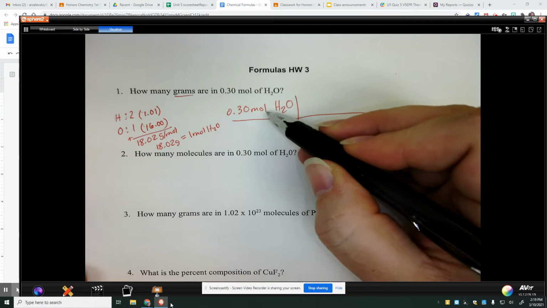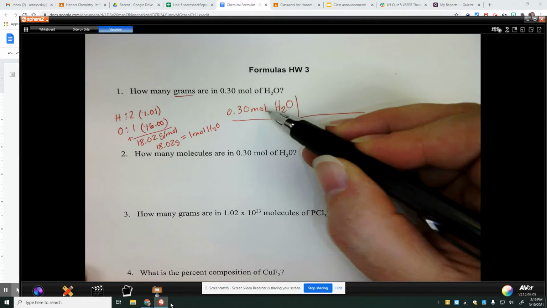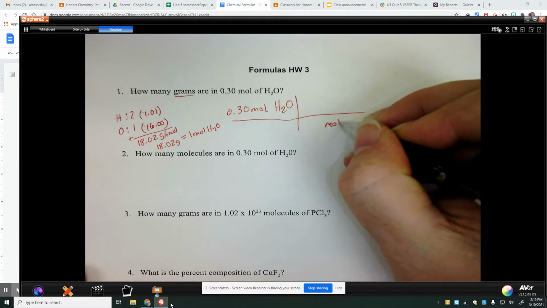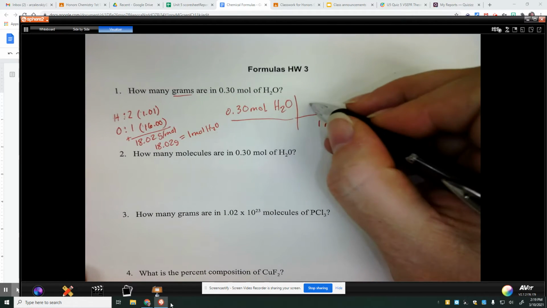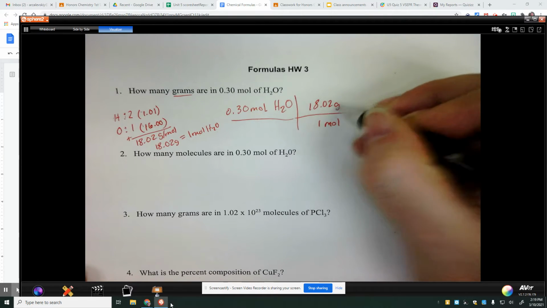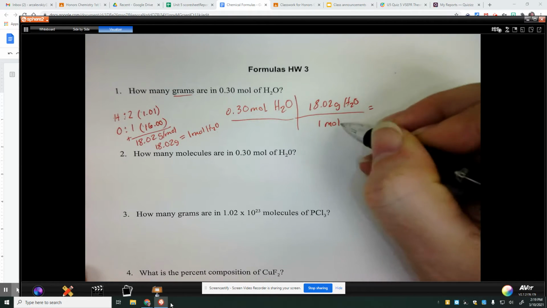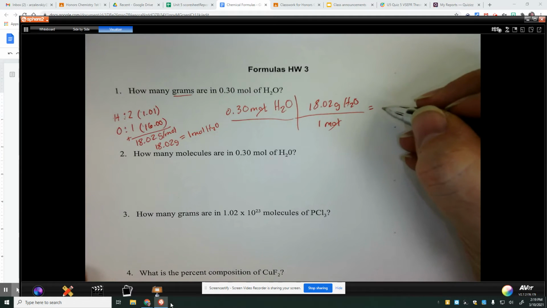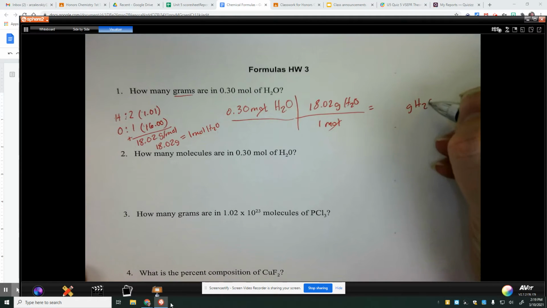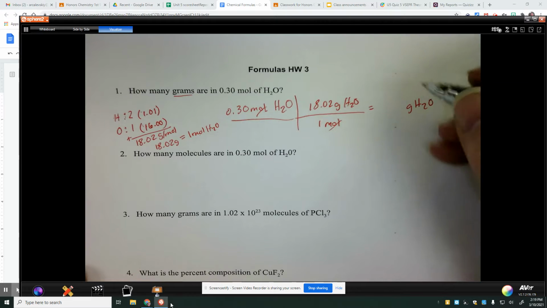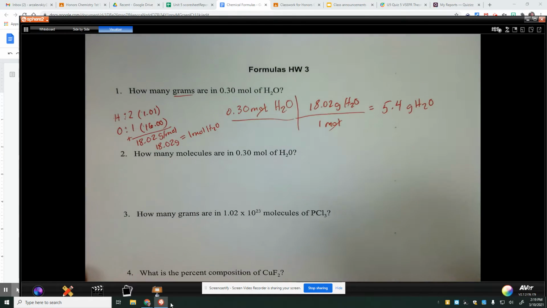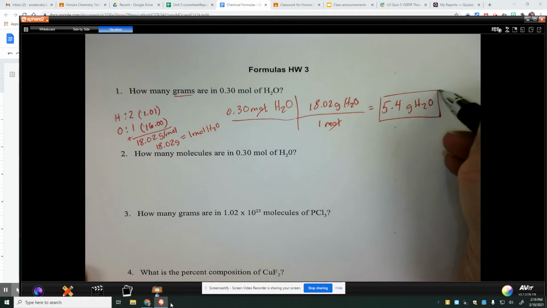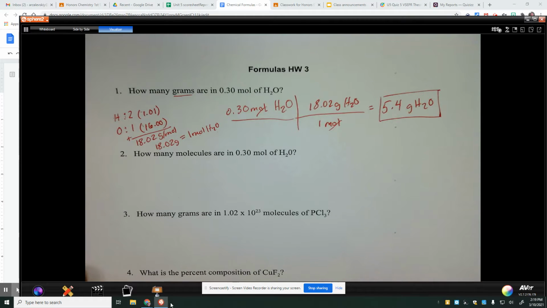So that's what we're going to use here. Mole is here, but we don't want moles anymore. We want to cancel that out. So moles have to go here. And that lets us know which way to write this. 1 mole has to be on the bottom, and then 18.02 grams of water has to be on top. Moles cancel out, and all we're left with are grams of water, which is what we were looking for. And it's everything on top multiplied together, divided by everything on the bottom. I need 2 sig figs, so this is going to be 5.4 grams of water. All right, so that's using molar mass as a conversion factor.